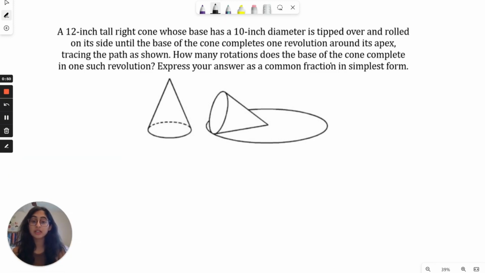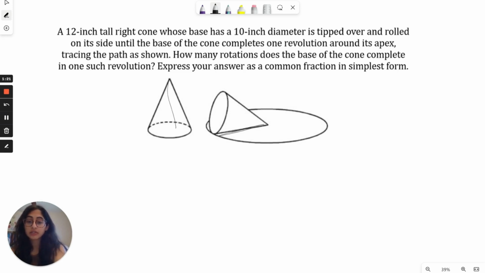Alright, so basically we're seeing how many total times does this cone go all the way around itself in this whole revolution? Well, first let's look at the length of that entire path. What's the circumference of this circle that it's rolling around? Well, the radius of this circle is the lateral edge of this cone right here, but we don't know that.